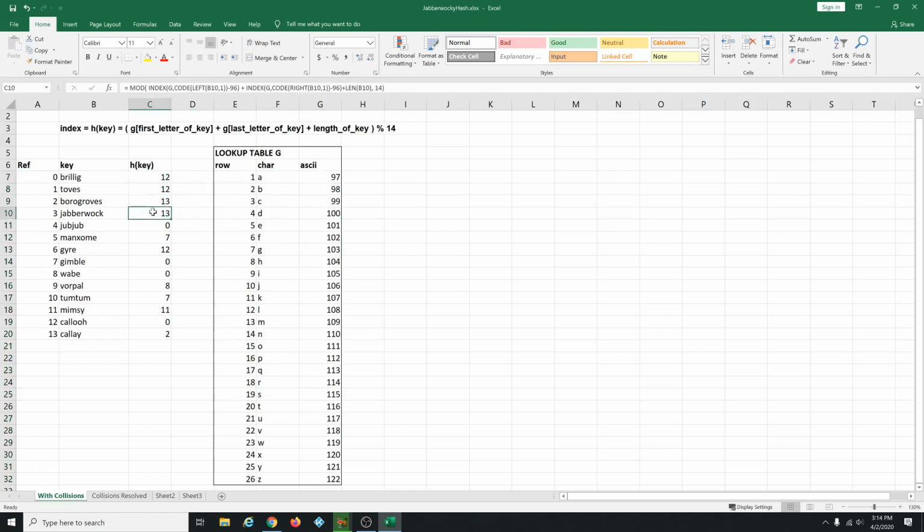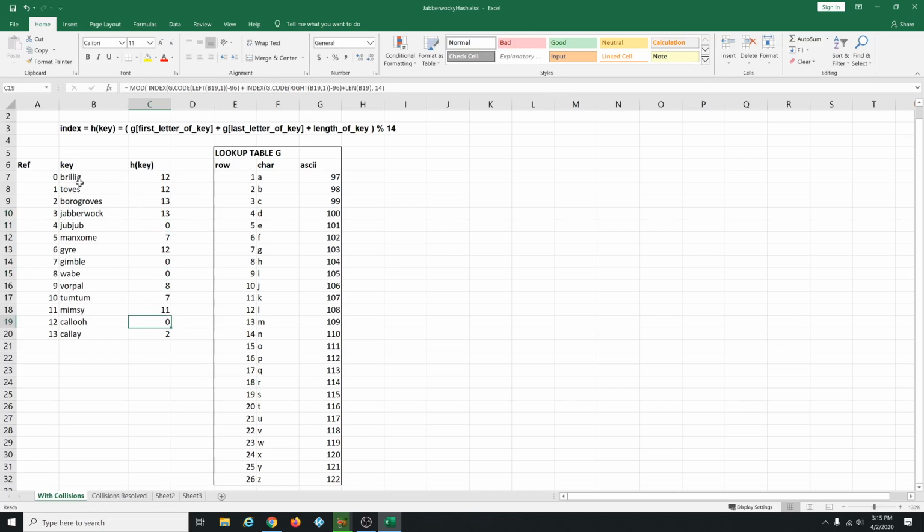for Borograves, right? So I've got some collisions. I've got a 12, 12, and a 12. It's 3 12s. I've got 2 13s. That's bad. I've got, let's see, 1, 2, 3, 4 zeros. That's bad. So I want to start resolving these collisions.